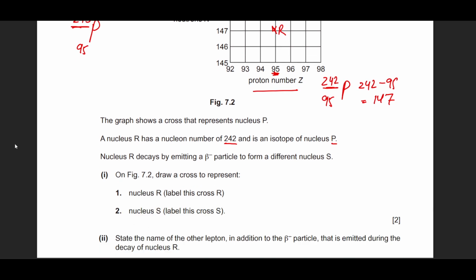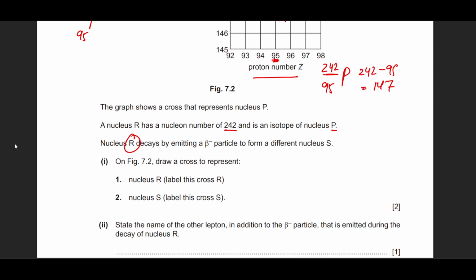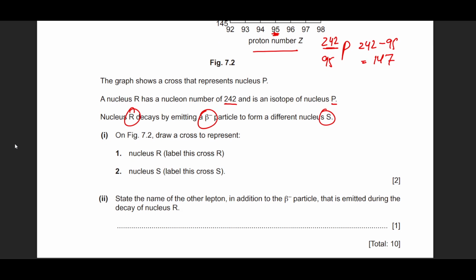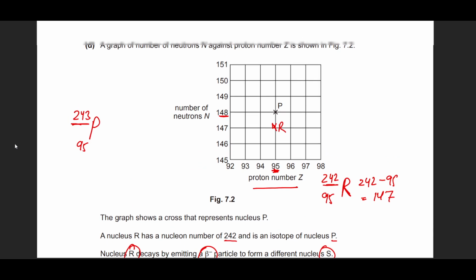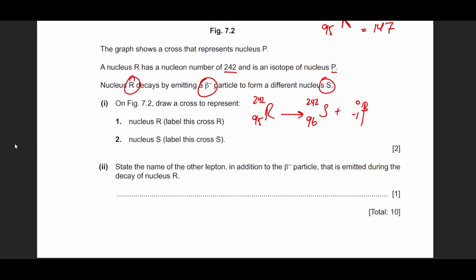Okay. Let's move ahead. He said the nuclear R then decays by beta and makes S. So no problem. R had 242, 95, and decays to become S with a beta particle of 0 minus 1. So this will be still 242, but this will become 96. Now, one important distinction, since the proton number is 96, our particle is going to exist on this line at least as a bare minimum. Okay. Now let's make these particles.